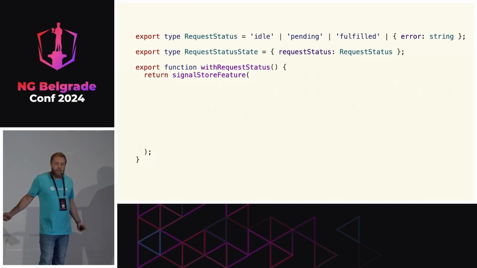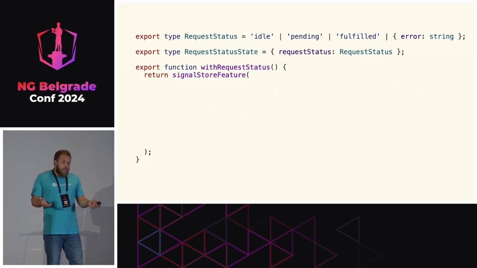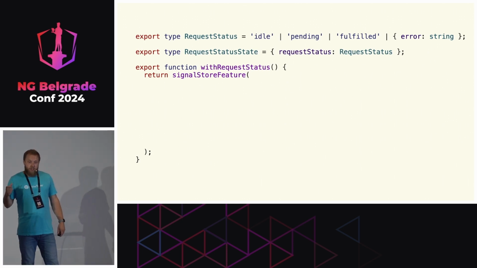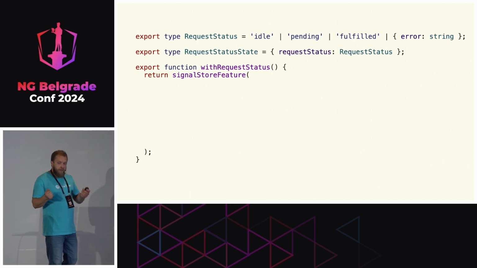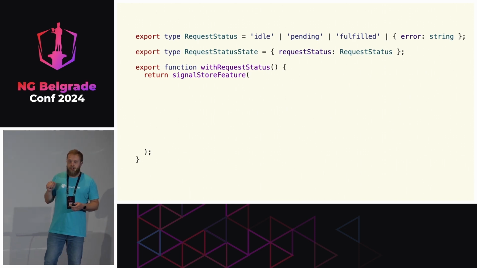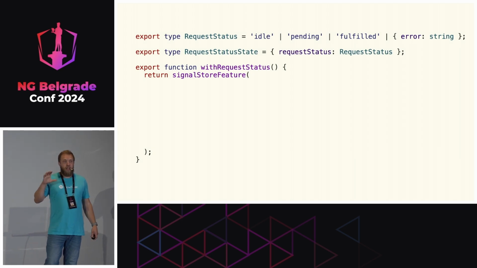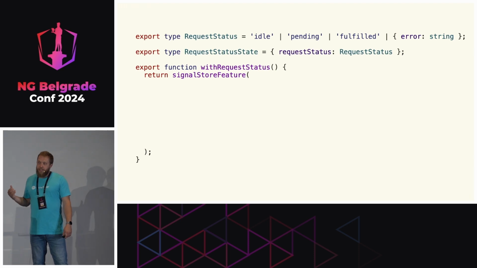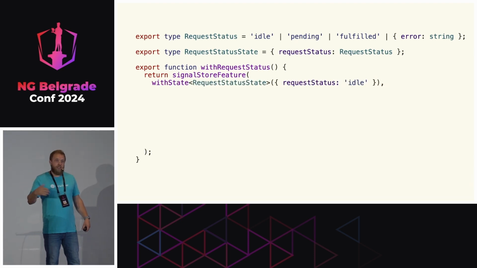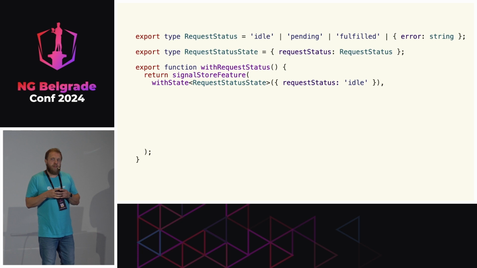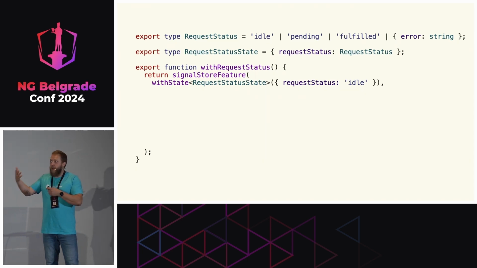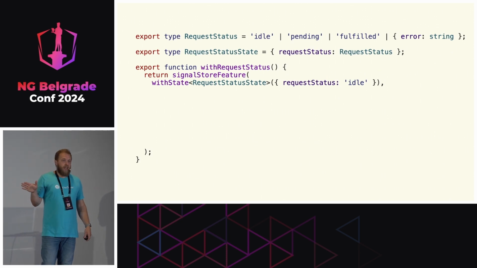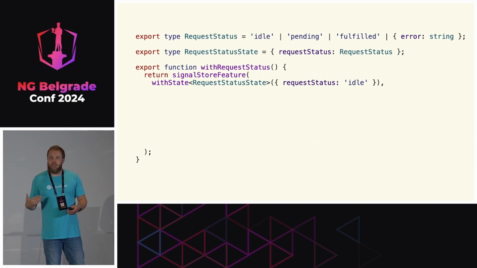So we'll create a type that combines it all together, and we'll create a state that will reflect that request status API, right? So with that, we'll wrap it with request status. We'll create a function withRequestStatus, which will return the SignalStore feature. Now, what that allows us to do is now we can start packaging that feature together. A lot of times, a feature needs some kind of state. For example, in this case, it will be the request status. Idle is initial state.